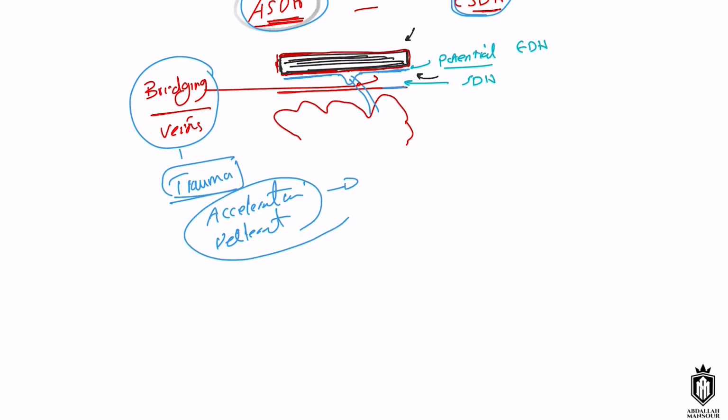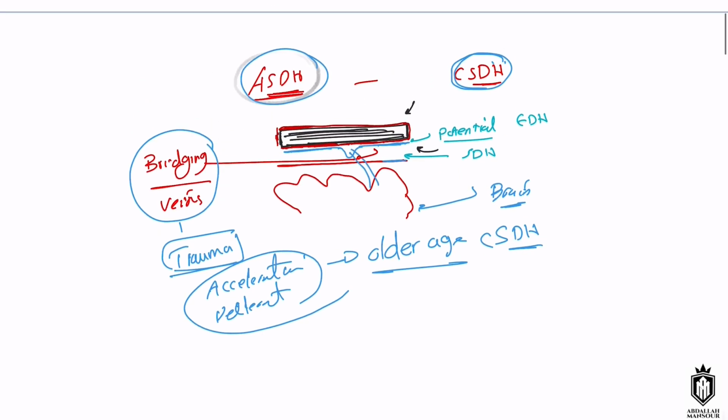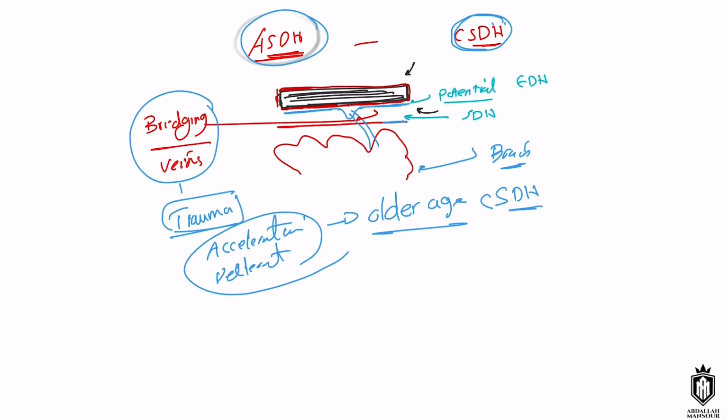It's likely to happen in maybe a slightly older age population, especially chronic subdural hematoma. The reason is that brain atrophy happens in the older population, and the brain will start to shrink and cause some tension on these bridging veins, and consequently they can lead to an acute subdural hematoma initially, that can turn later on to a chronic subdural hematoma.